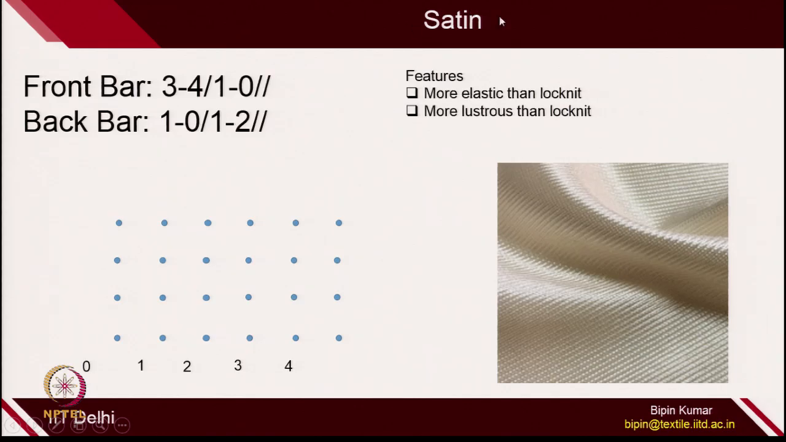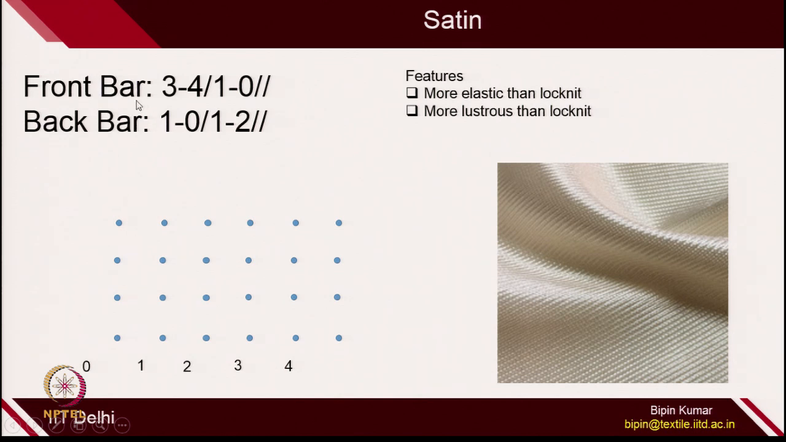Because of this difference, in one case the long underlaps are on the top, due to which the fabric gets more extensibility, and in the second case the short underlaps are on the top, because of which the fabric is more rigid in nature. This is how changing the lapping plan of the front bar and back bar results in different properties of the fabric. Now, let us move to the next one, which is satin.